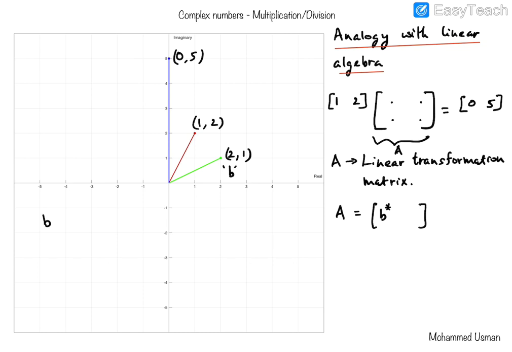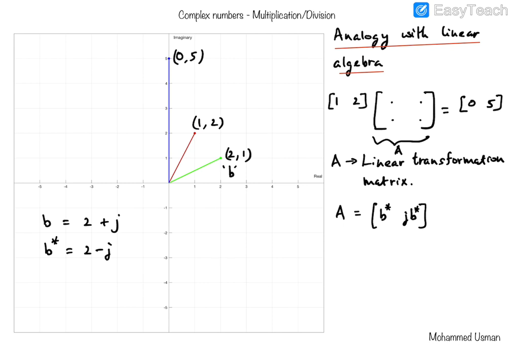So if B equals 2 plus j, then the complex conjugate of B will be 2 minus j. Right? The imaginary part has its sign reversed in the conjugate. And the second column of the transformation matrix A is I times B star, or as we have been writing, J times B star, because we are writing J for the imaginary number. So it will be J times B star.